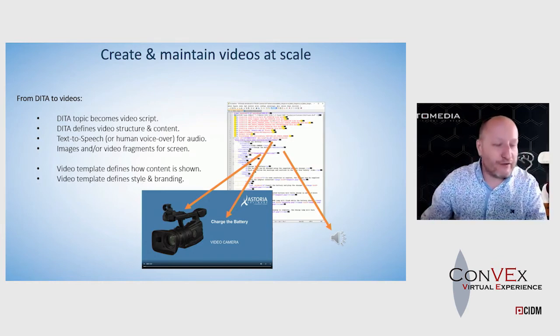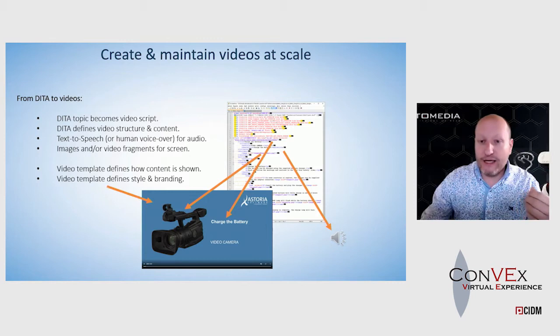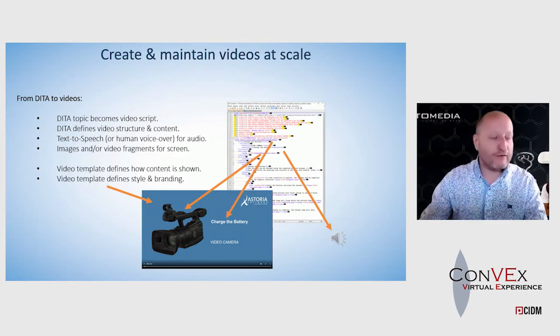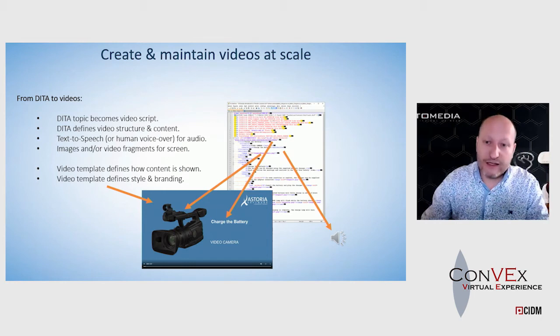And as soon as we have the fragments, we can actually map them on a video template, which is of course based on the branding of the customer. And in this case, we made an Astoria template with a blue background, logo, outro, fonts, that kind of stuff. So then the content is actually given its style and behavior, so to speak.